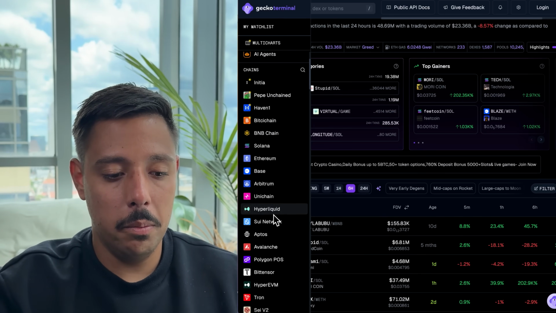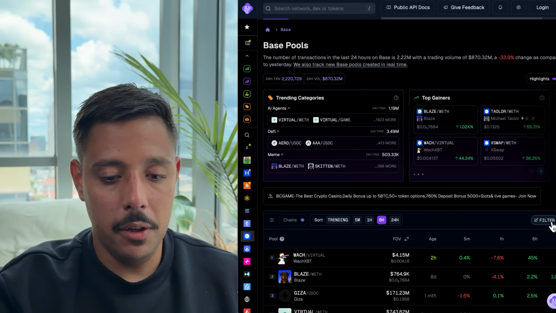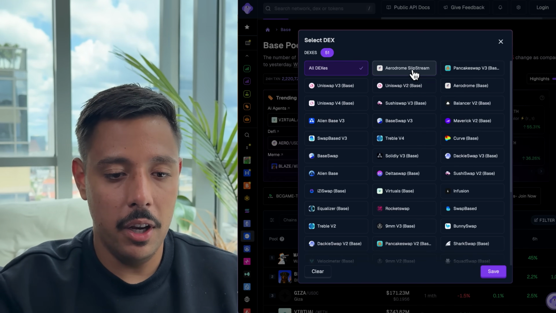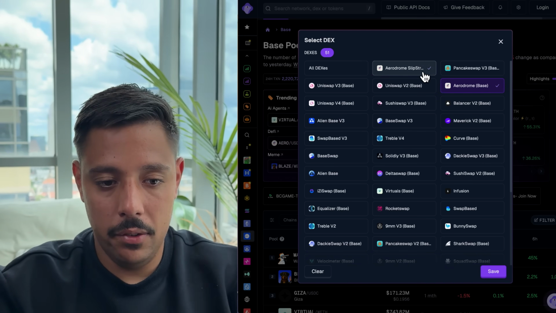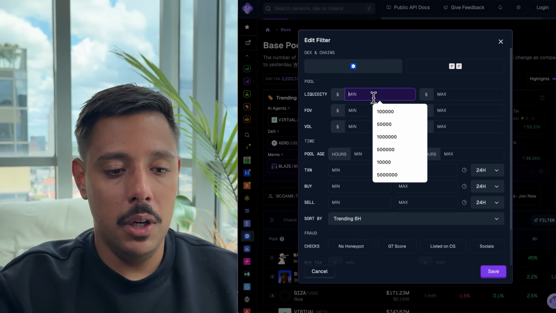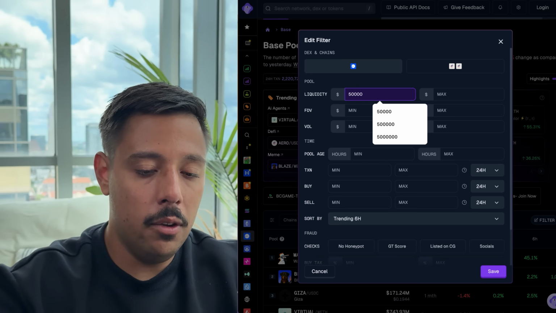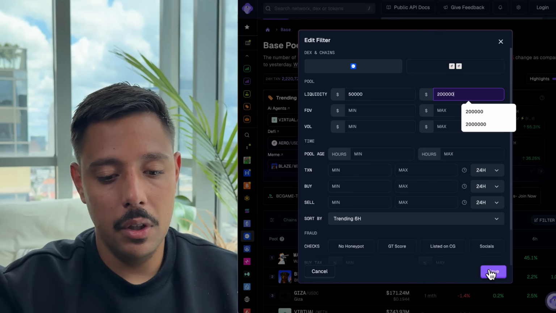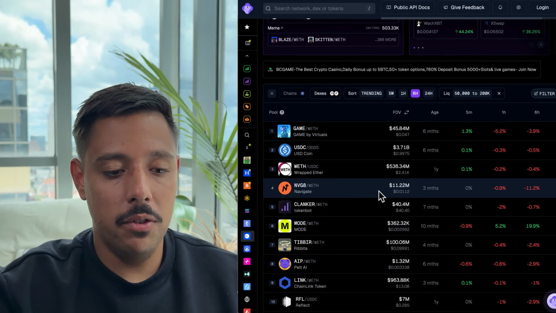We're going to go specifically to the chain Base, click filter, and adjust the parameter to decentralized exchange Aerodrome. You want to specifically use Aerodrome on Base. You can use both Aerodromes, it doesn't really matter. And then you can add liquidity. We're going to look at 50,000 to, let's say, 200,000. Save. And this is literally what we do. We look at this and then we just keep going.